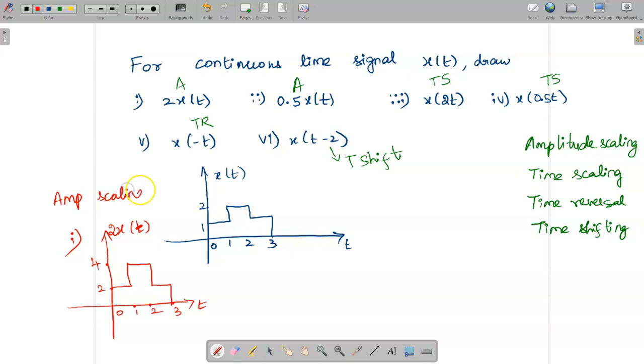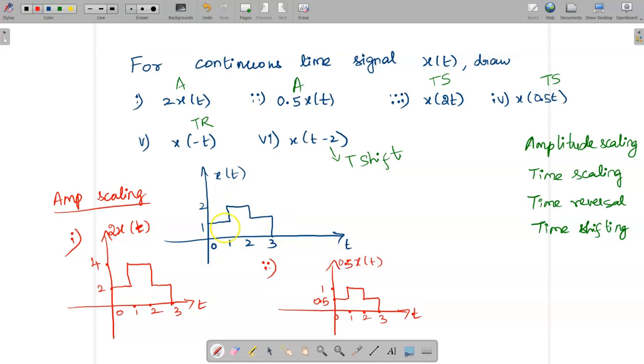Similarly, find the second signal. Here x of t is multiplied by the constant value 0.5. So 1 into 0.5 becomes 0.5, 2 into 0.5 becomes 1. The t values you write as they are without any change, and draw the signal how it looks compared to the original signal. Now x of t is multiplied by 0.5.